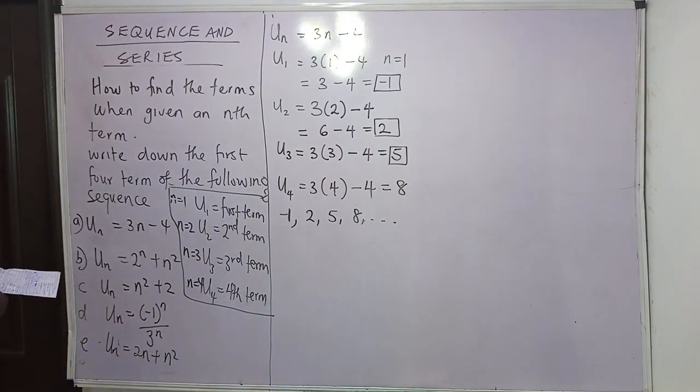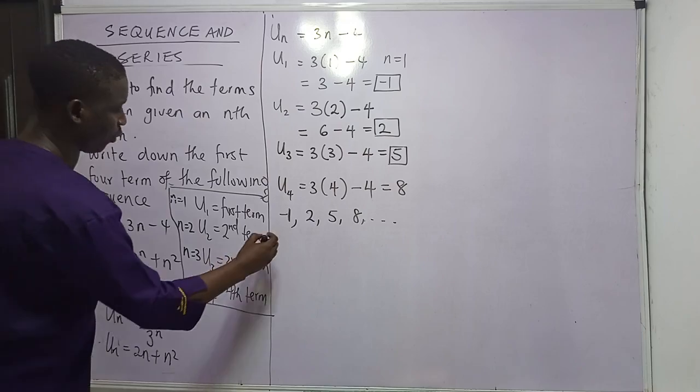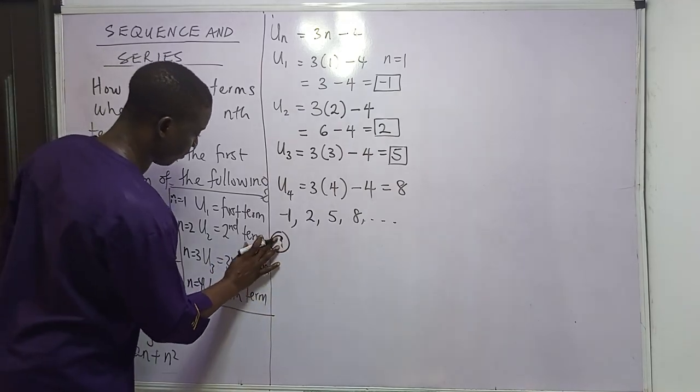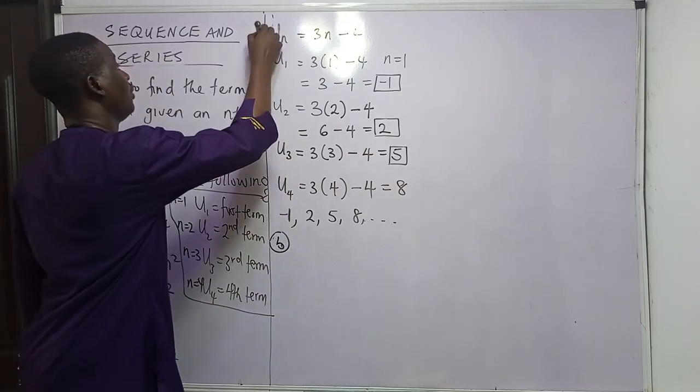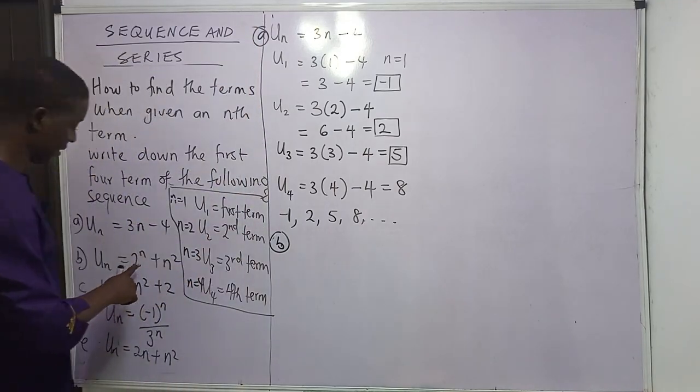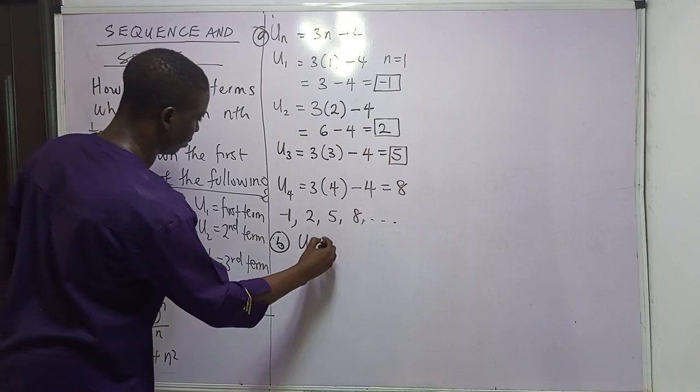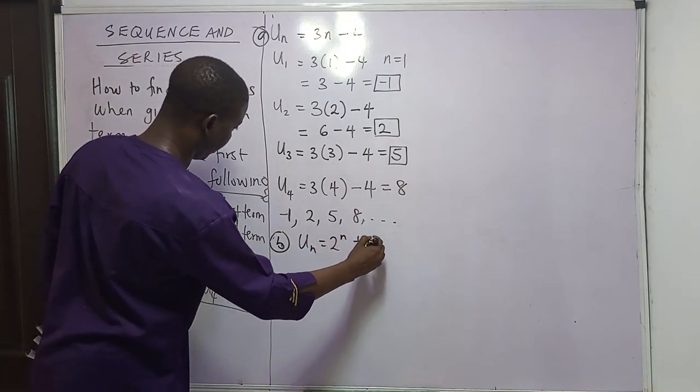The second question says find the first 4 terms for B. This was for A. So what I want to do now is that we are given the nth term as 2 raised to n plus n squared.